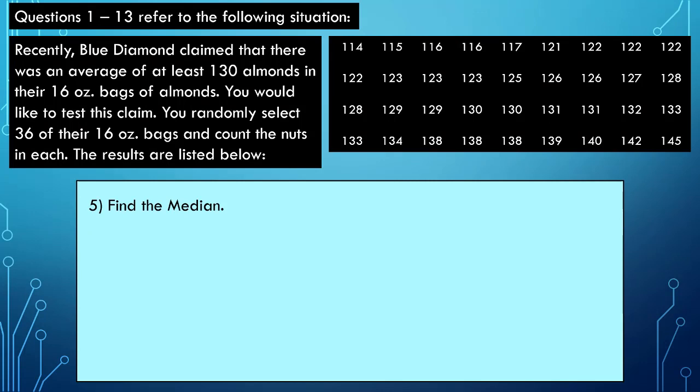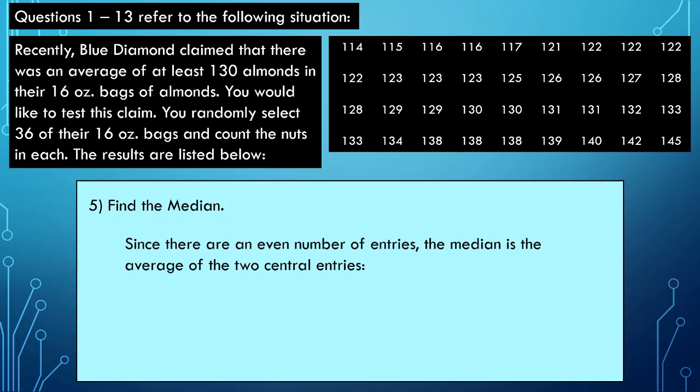Find the median. Again, we have the data set already in order. So there are an even number of data entries here. There's 36 data entries. And because 36 is an even number, the way we find the median is by finding the average of the 2 central entries.